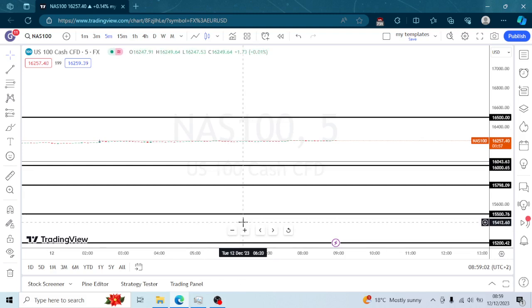This is a demonstration of what top-down analysis looks like, but the whole core behind top-down analysis is using the higher time frames for bias or direction, and the lower time frames for entries. And the most important thing is knowing how to read candlesticks.